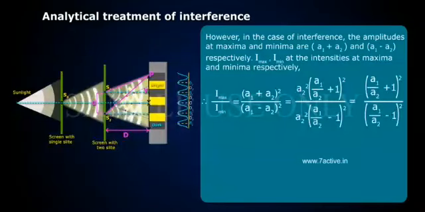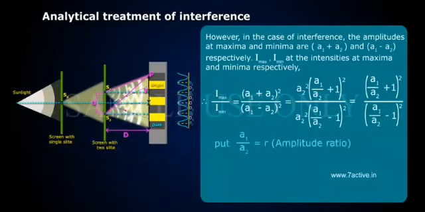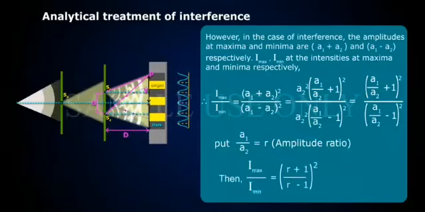Therefore, Imax/Imin = (A1 + A2)²/(A1 − A2)² = A2²(A1/A2 + 1)²/A2²(A1/A2 − 1)² = (A1/A2 + 1)²/(A1/A2 − 1)². Put A1/A2 = r, the amplitude ratio. Then Imax/Imin = ((r + 1)/(r − 1))².